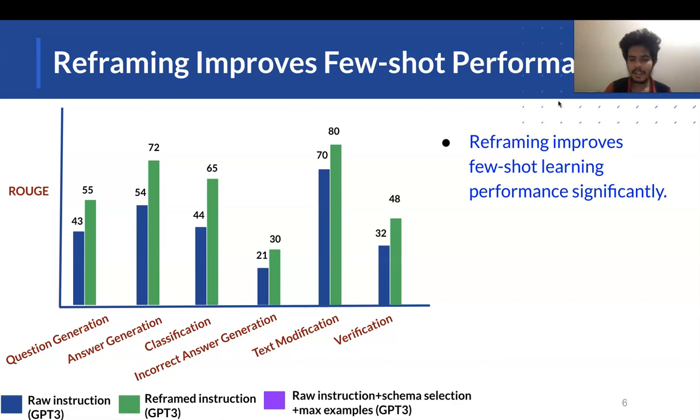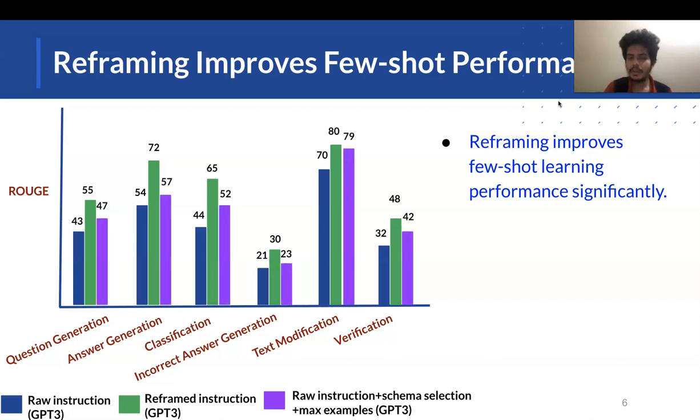We also have another baseline where you allow GPT-3 to have schema selection, and you allow GPT-3 to have as many examples as it can fit within the token size. Now as you can see, even though this baseline uses a larger number of examples than what we have in the reframing baseline, still the performance is lower than the reframing baseline. So this implies reframing improves sample complexity.